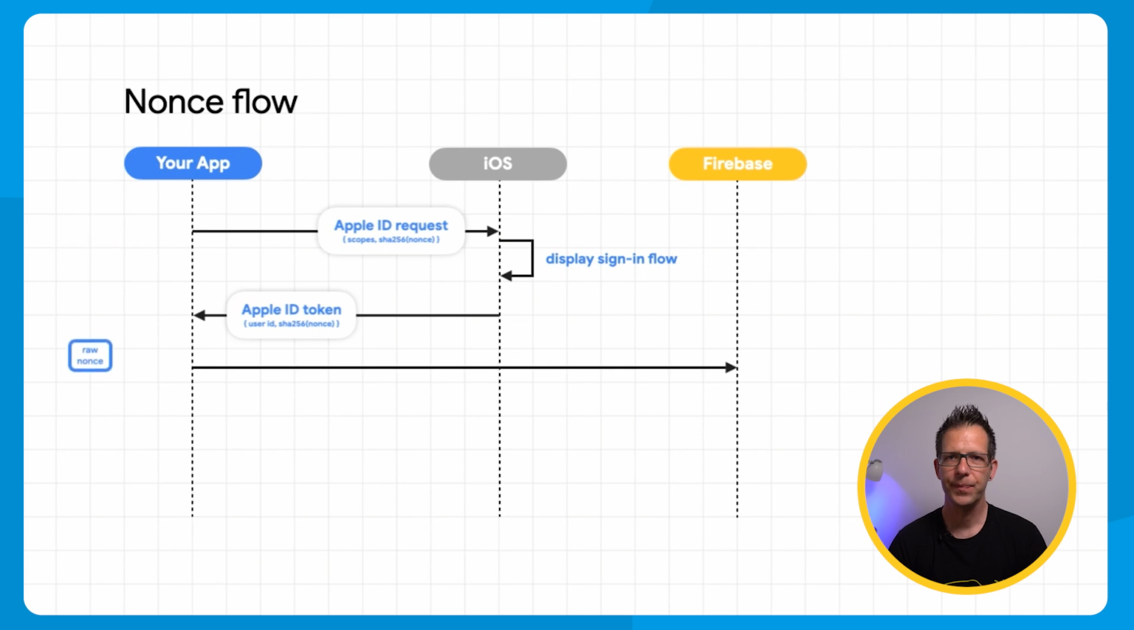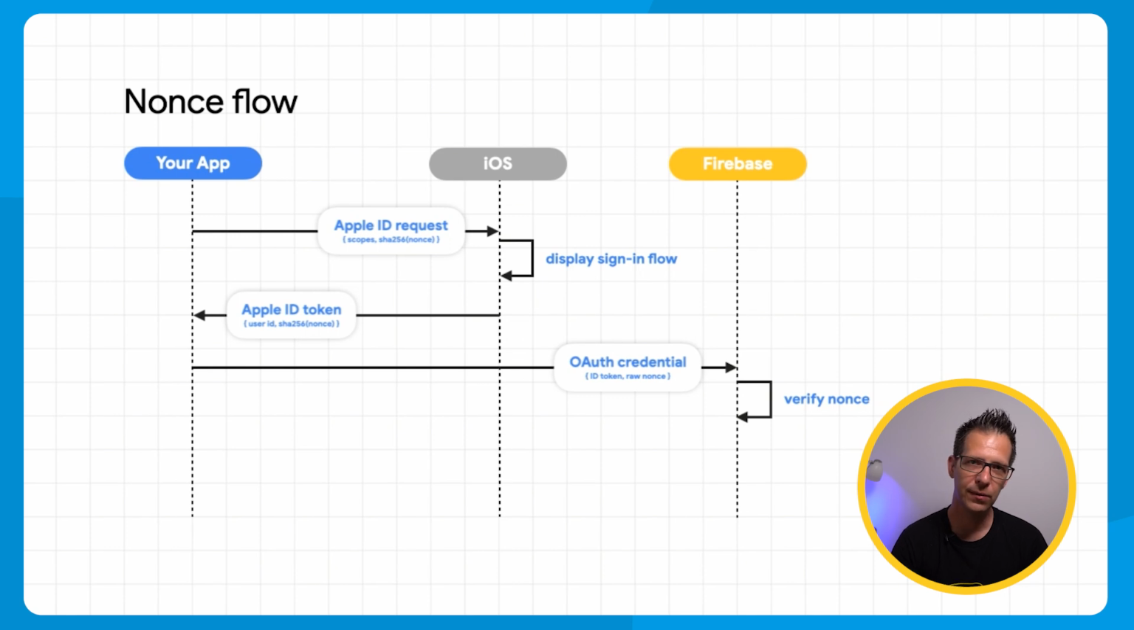So in step 3, we create an OAuth credential using the ID token and send it over to Firebase along with the original unhashed nonce. Firebase will then verify the ID token as well as the nonce. To verify the nonce, Firebase hashes the raw nonce using the same hashing algorithm we used in the first step, and then compares the result with the hashed nonce in the ID token. If both values match, all is well, and we can be sure that we weren't victim of a replay attack.